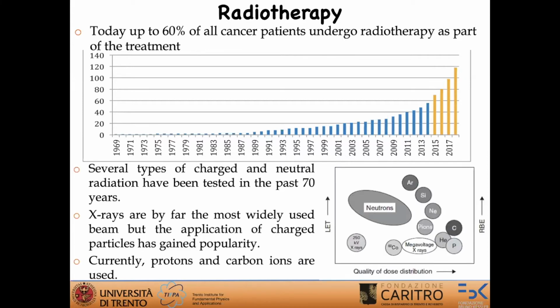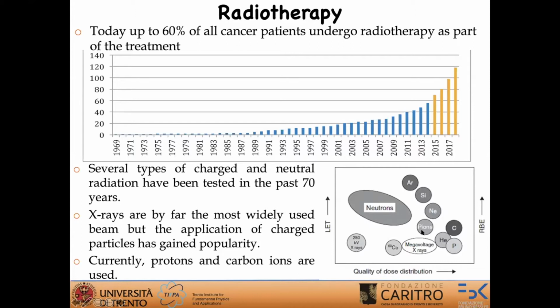What kind of radiation? Up to now, I just told you radiotherapy means using radiation to kill cancer cells. But what kind of radiation? In the past 70 years of exploring this field, people have been testing different types of radiation. Some neutral, like neutrons or X-rays or photons, and others are charged particles. In this chart you see all the different particles that have been tested. Some are the usual suspects, and some of them are more exotic, like pions.